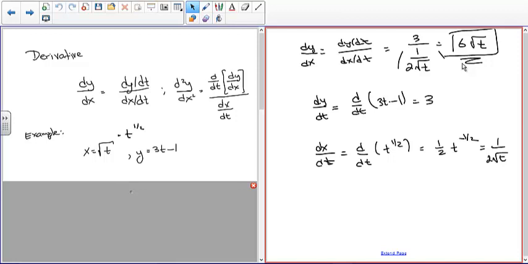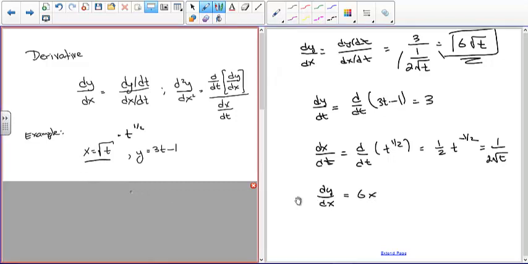And also notice, if I wanted to find dy/dx in terms of x, I can go back to my original parametric equations, one of my parametric equations, x equals the square root of t. So I'll get dy/dx is equal to 6x. So I'm taking this and I'm substituting in for that.